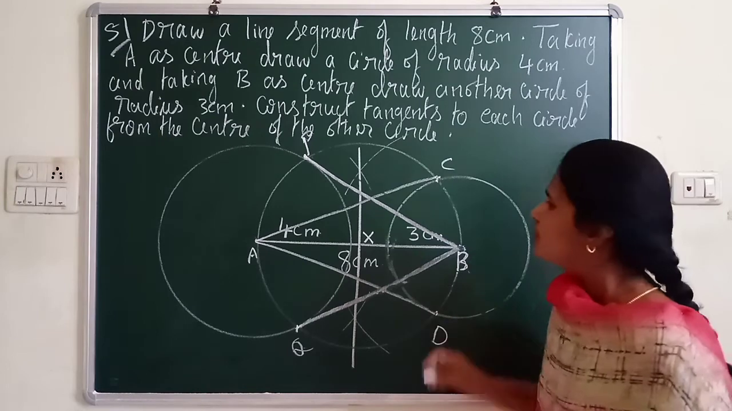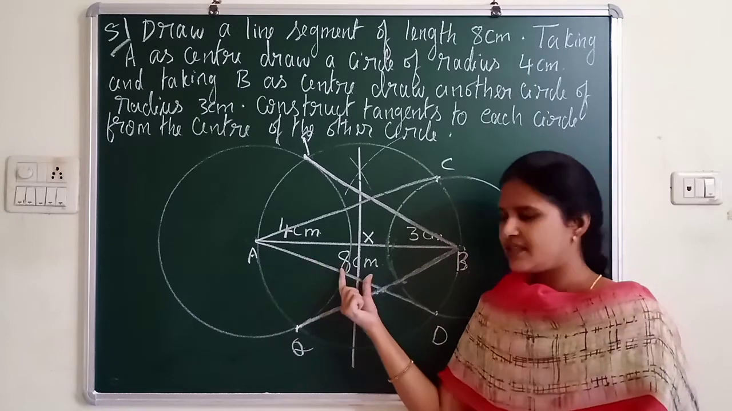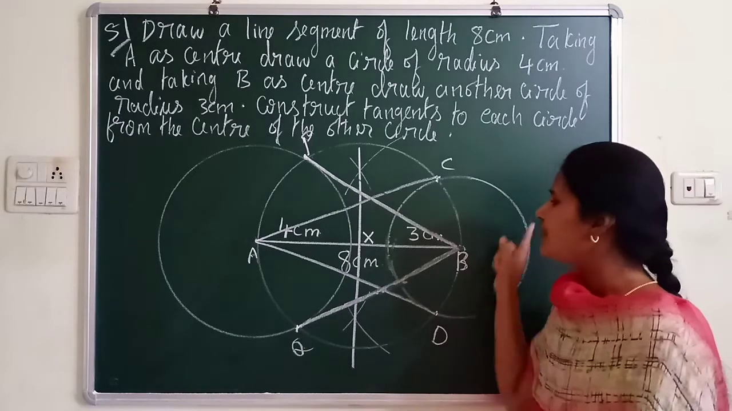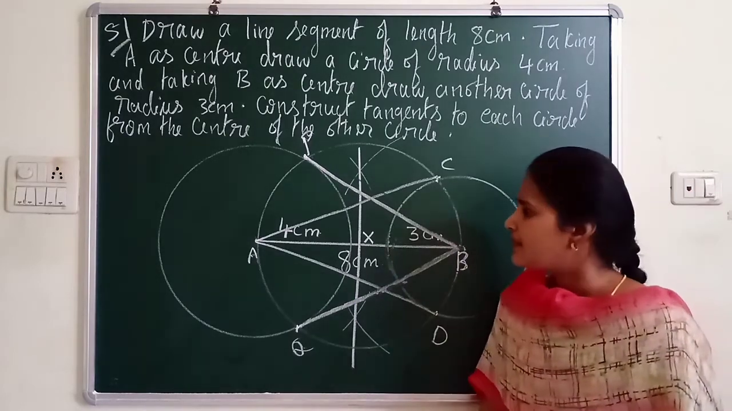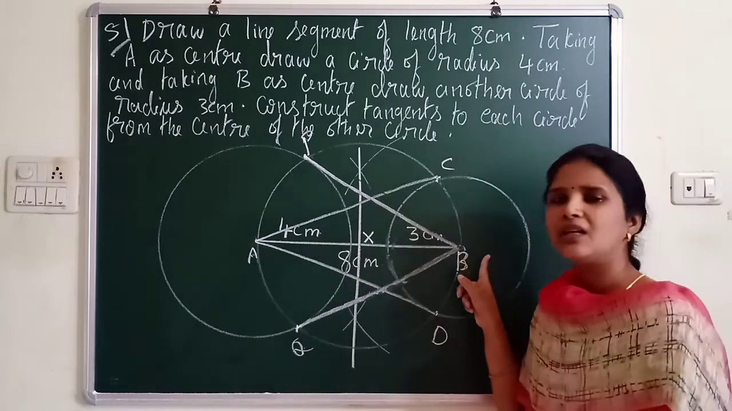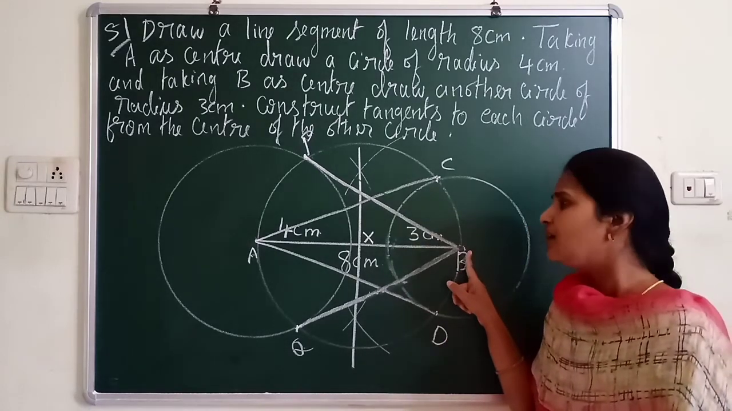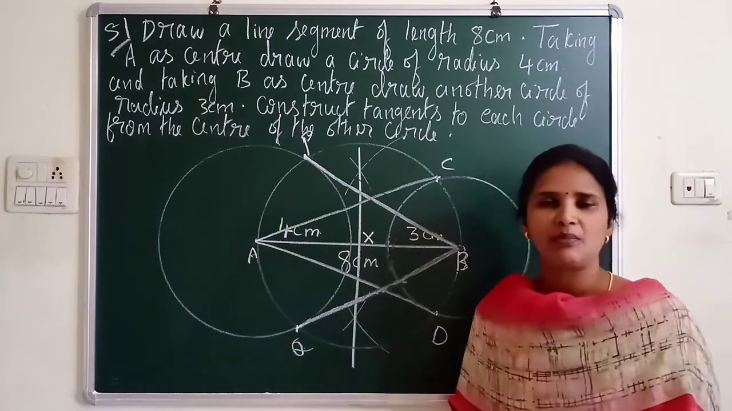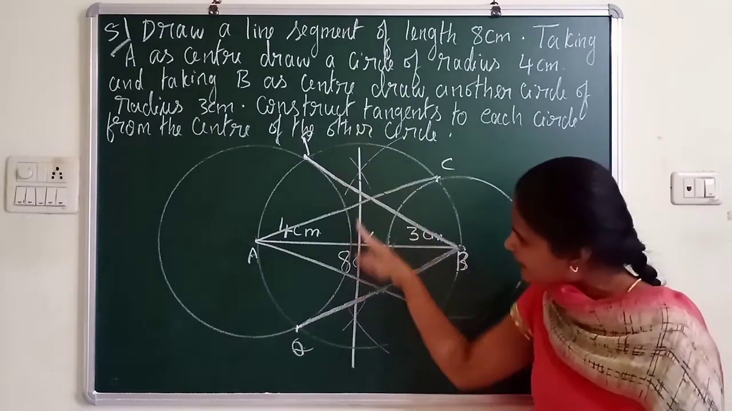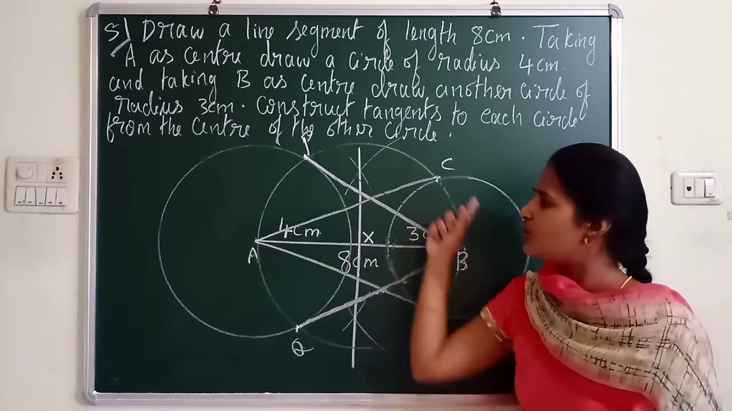So I will repeat again. First, what he has given: the line segment AB 8 cm, and with A as center draw a 4 cm circle, with B as center draw a 3 cm circle. Next, I have to draw tangents from the point A to the circle of radius 3 cm. Again, I have to draw from the point B tangents to the circle of radius 4 cm. So, for that, I have to draw the perpendicular bisector of AB. So, got the perpendicular bisector, and with X as center and radius AX or BX, draw another circle.